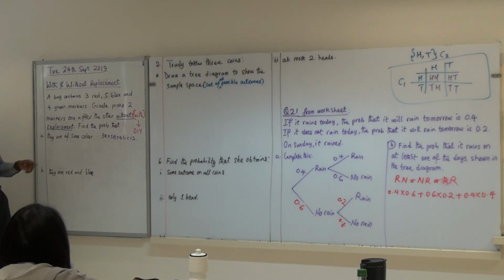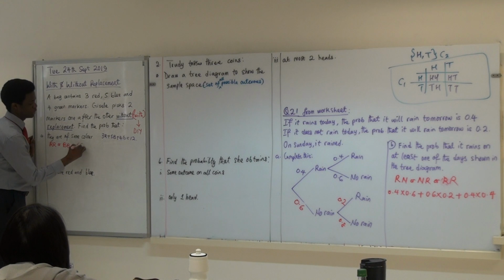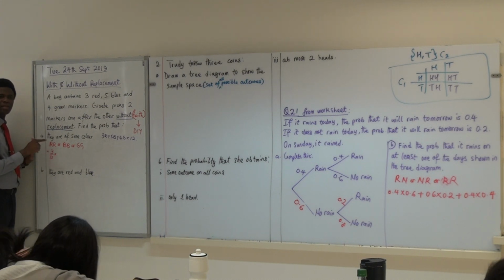Who can tell me how this with or without replacement affects the answer? Anyone? The total number. The total number is always reduced by 1. So what does she mean by that? What is the probability of same color? Means red red or blue blue or green green, right? So the chance of picking a red will be 3 over what? 12. But the chance that the second is red is what?